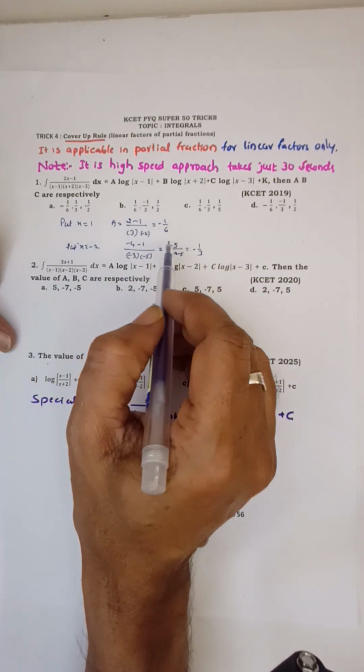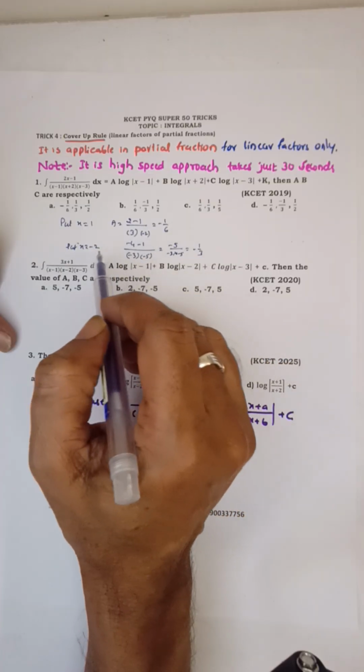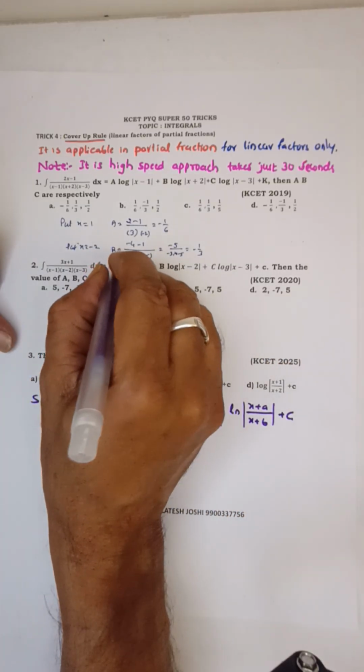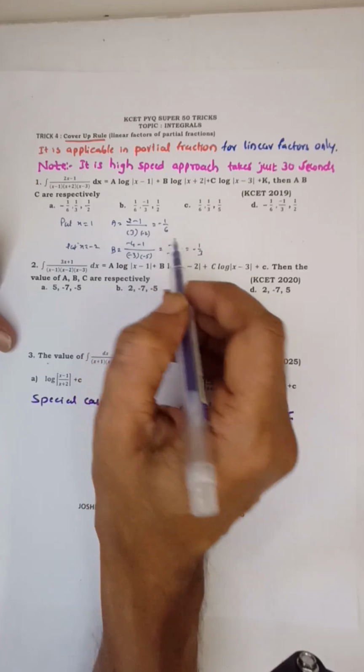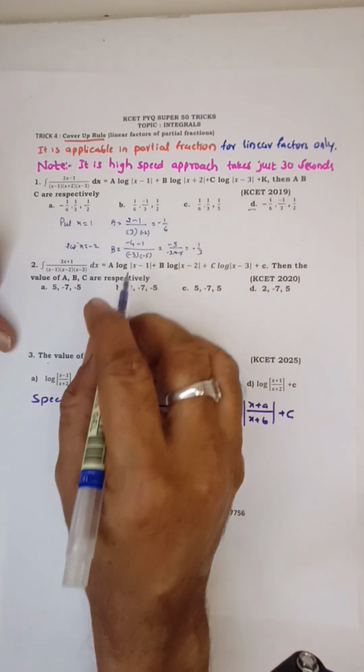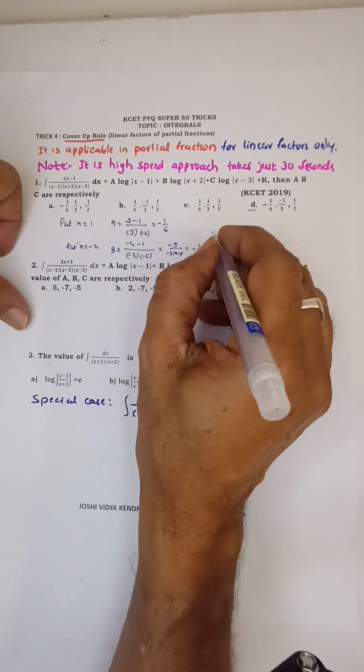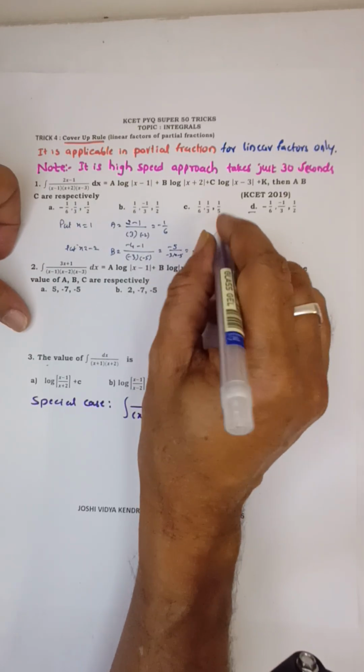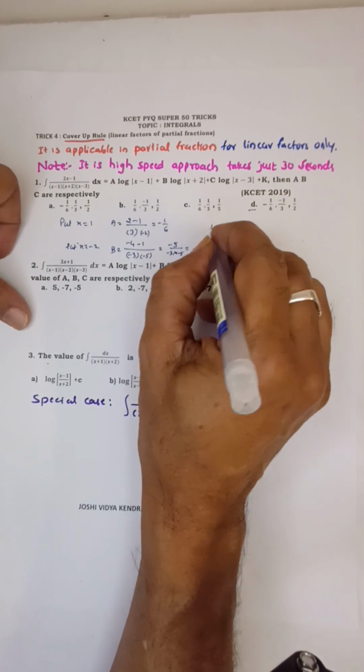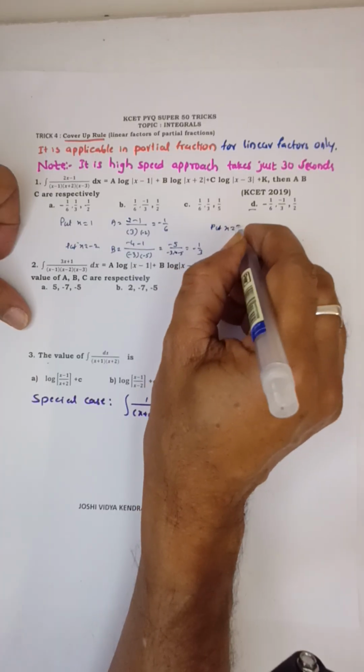Here a is minus 1 by 3, minus 1 by 6, and b is equal to what? B is equal to minus. You see it in the D option. Anyhow, we'll learn how to find the c values also. Now x minus 3 is there. Now put x is equal to 3.